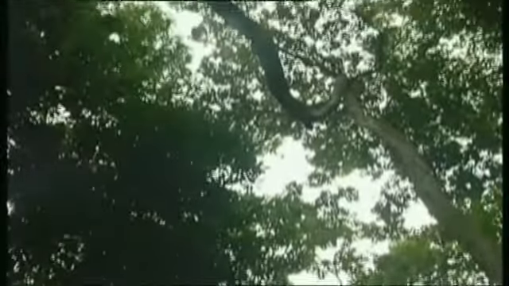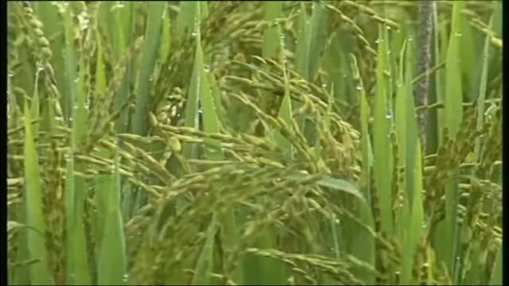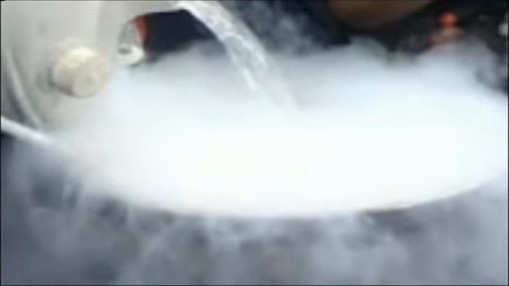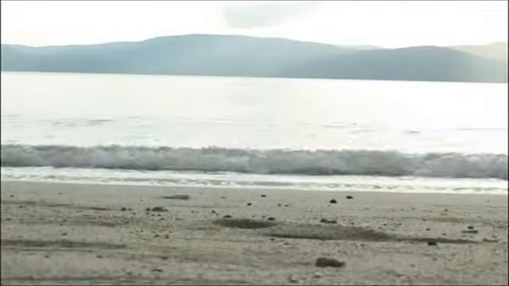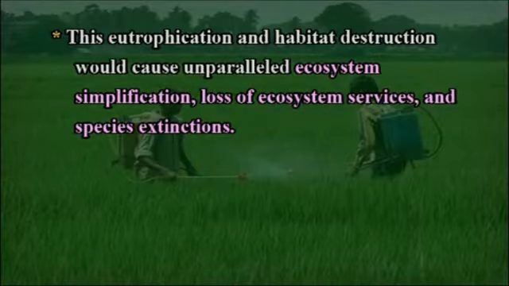During the next 50 years, which is likely to be the final period of rapid agriculture expansion, demand for food by a wealthier and 50% larger global population will be a major driver of global environmental change. This would be accompanied by a 2.4 to 2.7 fold increase in nitrogen and phosphorus driven eutrophication of terrestrial, freshwater and near shore marine ecosystems and comparable increases in insecticide use. This eutrophication and habitat destruction would cause unparalleled ecosystem simplification, losses of ecosystem services and species extinctions.